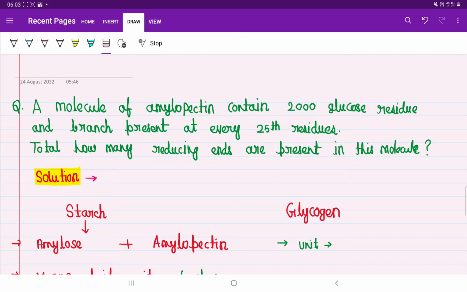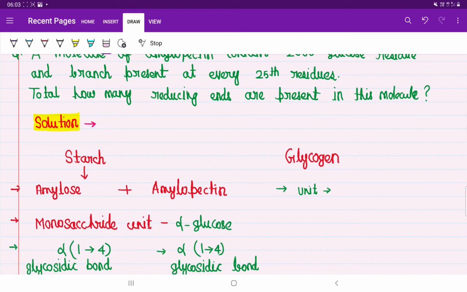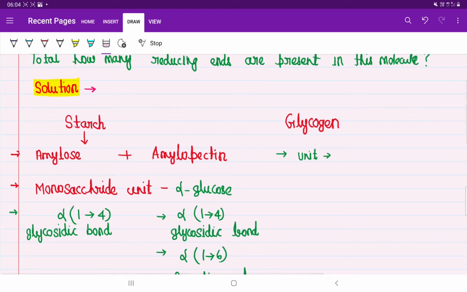Before going to this question, let's compare starch and glycogen, and we will see what amylopectin is. Starch, you all know, is stored food in plants, isn't it? Glycogen is stored food in animals.